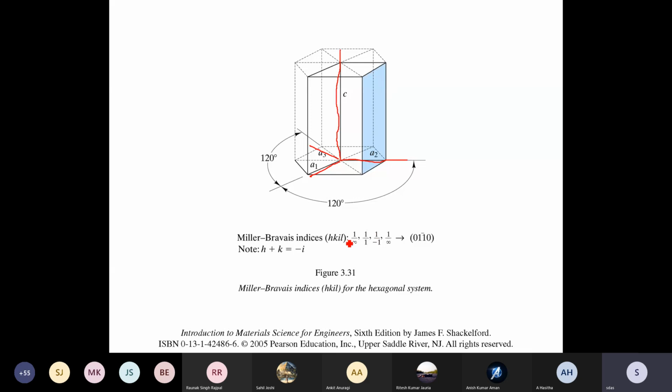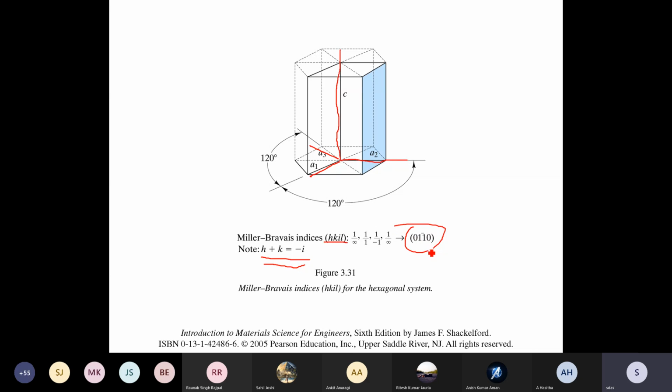In simple form, HKIL, and we put integers. One thing you should never forget: in a 3-axis system, if you do it, automatically the 3rd axis comes in. How? This relationship you should never forget: H plus K equals minus I. So you determined a plane in a hexagonal system.